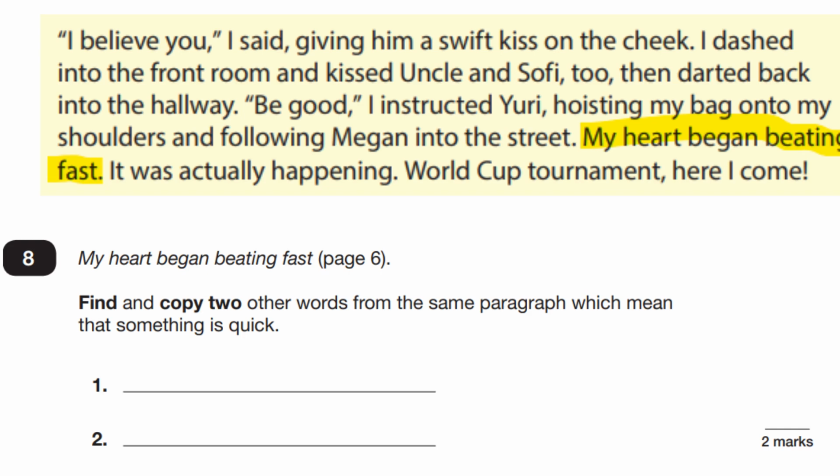They've put, my heart began beating fast, and I've highlighted that. You could underline it in your SATS paper, or you could star it when you come across it. I've scanned the text, I've found the paragraph, and I've cut out the paragraph for you, and I've underlined it and put a star next to where my heart began beating fast. So I know it's in that paragraph. My answer has to be in that paragraph. And it says two words this time, so I know I've got to do one and I've got two.